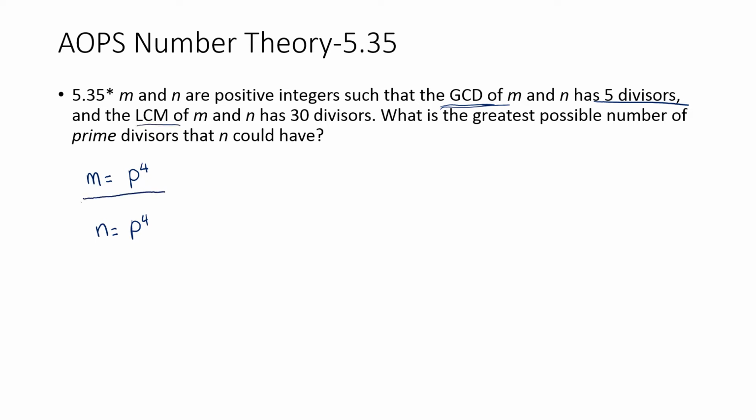Well, since the LCM of them has 30 divisors, then n could be p to the power of 4 times q to the power of 2 times r to the power of 1, because if you add 1 to the exponents and multiply them, it will be 5 times 3 times 2, which is 30, and that's the only way that would make it 30. So the greatest possible number of prime divisors that n could have is 3: p, q, and r. So that's 3.